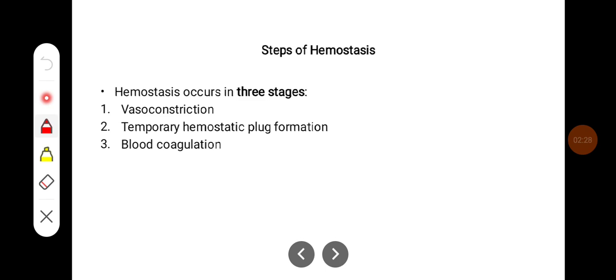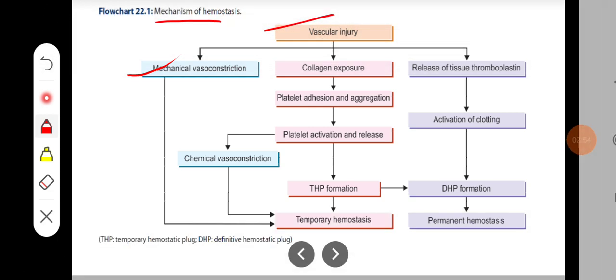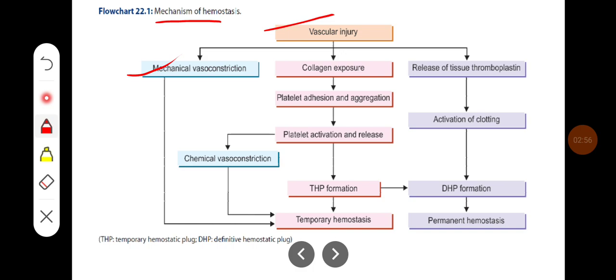Hemostasis has three stages. First is vasoconstriction, second is temporary hemostatic plug formation, and third is blood coagulation. This is the schematic diagram of the mechanism of hemostasis. When there is a vascular injury, there will initially be mechanical vasoconstriction, which helps in the formation of the temporary hemostasis.